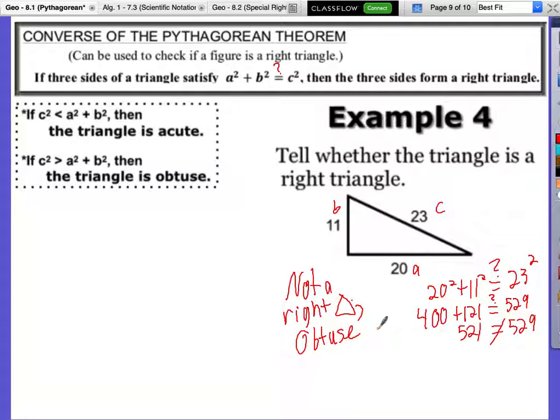How do we know which side's A, B, and C? So the hypotenuse has to be the longest one, right? So we know that has to be c. What's our longest here? 23. So that one has to be our c. It doesn't matter which one we call A or B; we can interchange them. Does that make sense? Great question. Thank you for asking that, Marley.